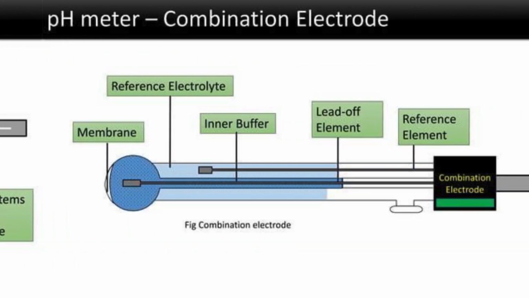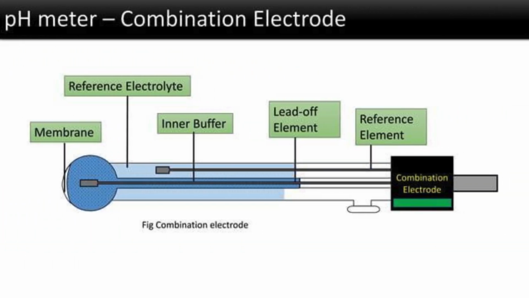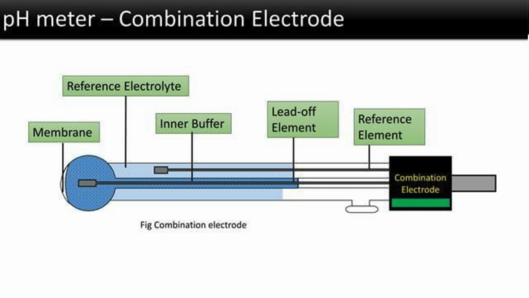Now let's bring these two parts together in the combination electrode. This clever design combines the glass membrane and inner buffer of the measuring electrode with the reference element and its electrolyte, all in one single sturdy probe. This makes it very easy to use. So how does it all work?